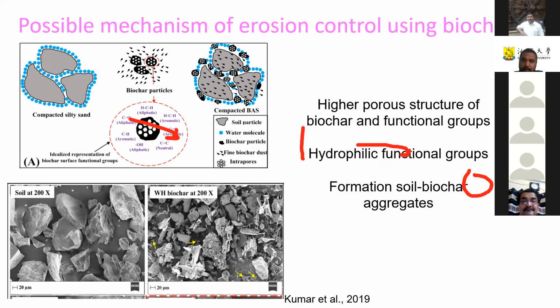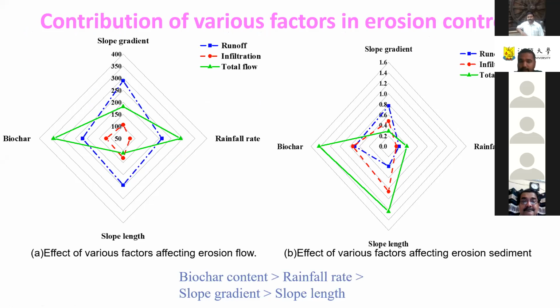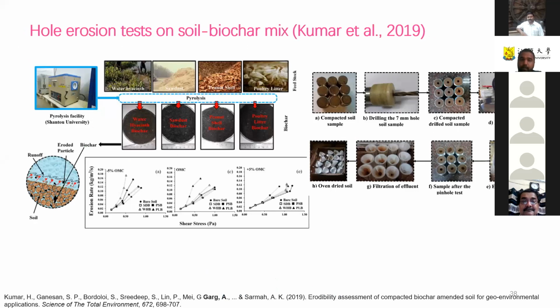And the main mechanism for this, as I said, is the formation of soil-biochar aggregates, which happens because of the porosity of biochar and also these functional groups, which cause retention of these particles. We also compared the influence of several factors like rainfall rate, slope gradient, and slope length. Biochar content, meaning when we have different percentages of biochar, influences more than rainfall rate, and slope gradient has very little influence.